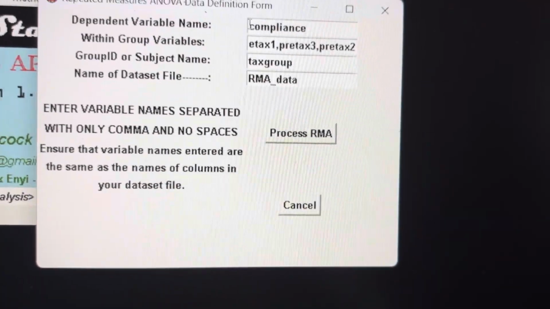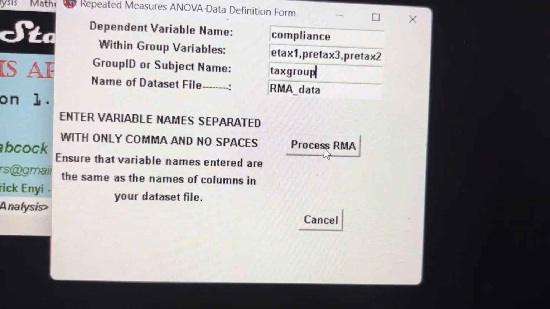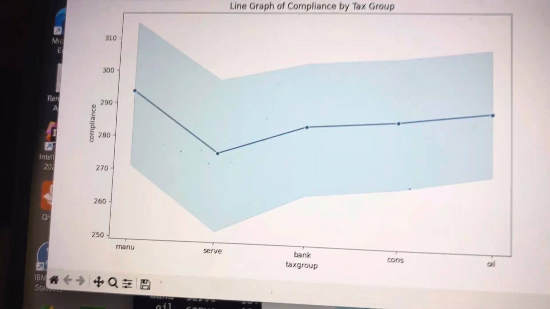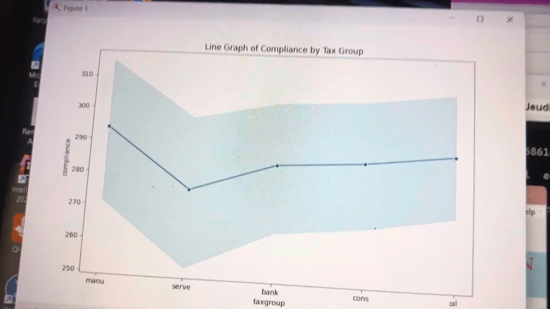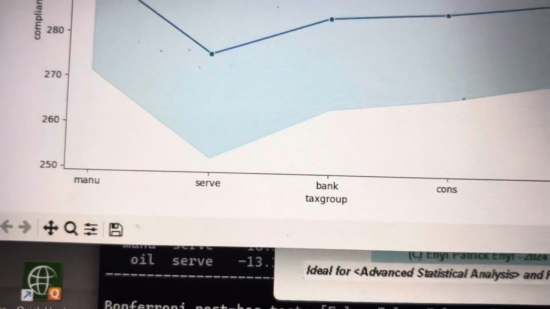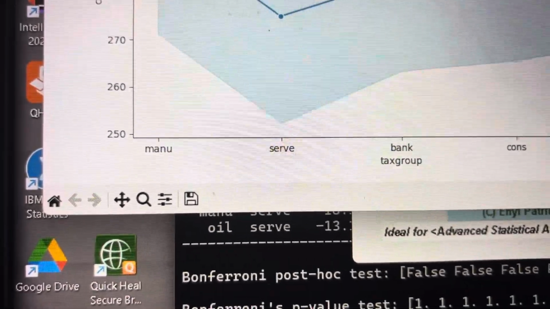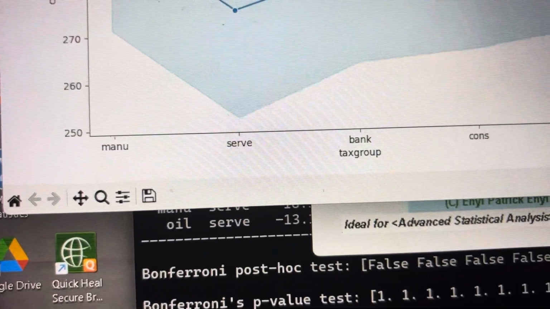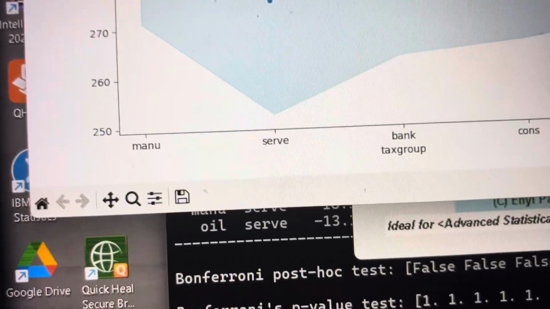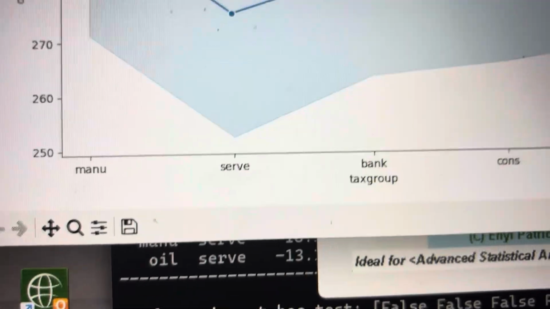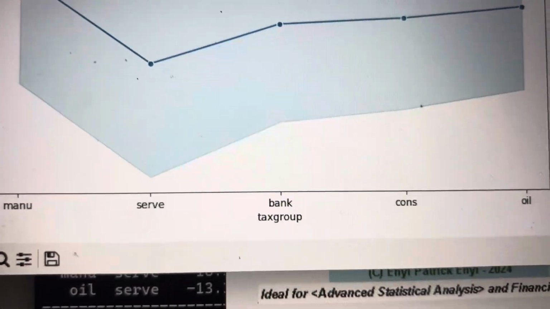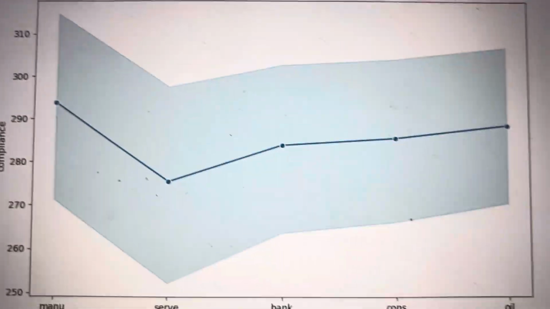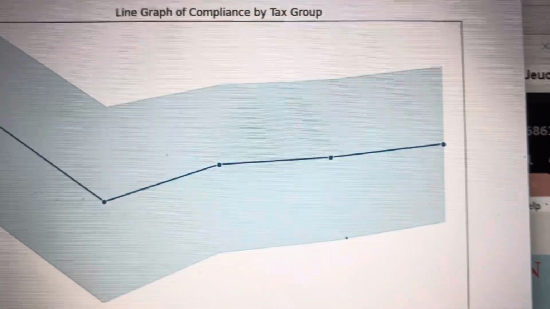and of course the RMA is correct. Now let's process it and see. Good. So you can see it has started because everything is correct now. Now look very well. You see, it grouped the whole thing according to the task group: manufacturing, service industry, banking, construction, and oil. With the manufacturing being higher.